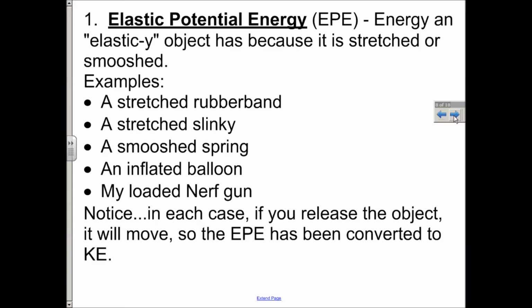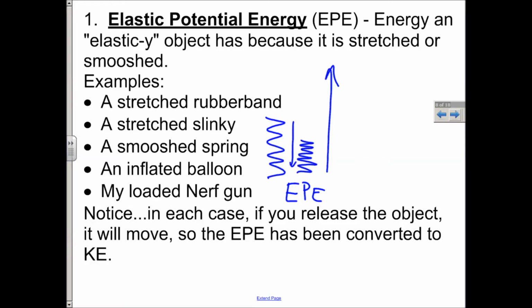If you stretch a slinky, or if you smush a spring, like if you've got a spring that looks like this, and then you smush it, right? When you let go of it, it's going to go shooting up into the air. So you're starting out with elastic potential energy because it's stored since you've compressed the spring, and then when you release it, it shoots up. Now you've got kinetic energy, right? Okay, an inflated balloon is kind of like a stretched rubber band. If you let go of it, it pushes the air out and moves, so you're converting the elastic energy from the stretchiness of the balloon to the kinetic energy of motion.